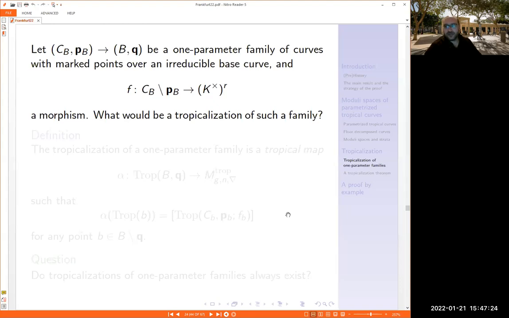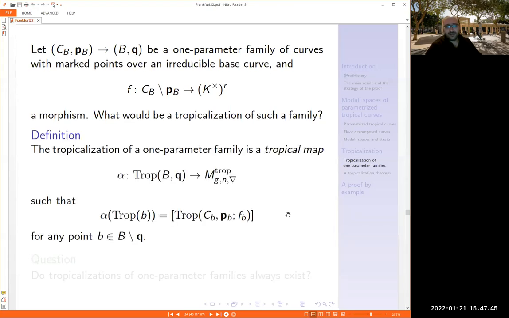If you work with high-dimensional families over a base of high dimension, then it is not quite clear what we would like to have as a tropicalization of the base, in general. But for curves, it's kind of clear. So now let me state one possible way to think about the tropicalization, and it is the following. The tropicalization of a one-parameter family as above is a tropical map from the tropicalization of the base to the moduli space of tropical curves that commutes with fiber-wise tropicalization.